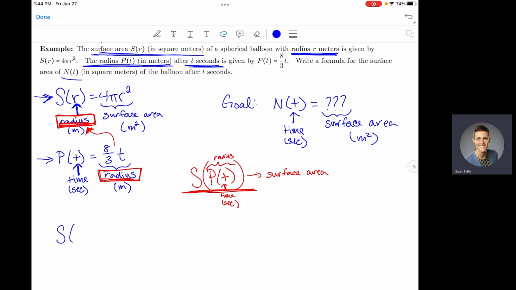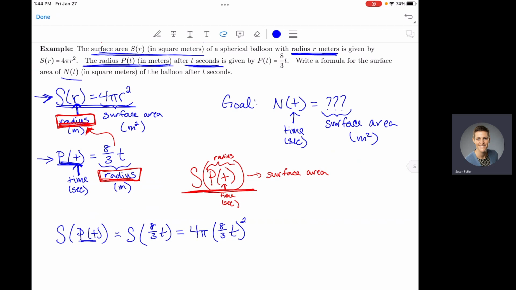So S of P of t, here we go. What does this look like? This notation says take t and plug it into P. When I take t and plug it into P, I get 8/3 times t out. Now my notation is saying, hey, take that and plug it into S. I'm going to come up here to S, and I'm going to plug in 8/3 t for r. And I'm going to get 4 pi r, which is 8/3 t squared.